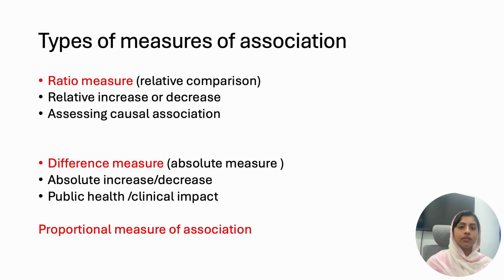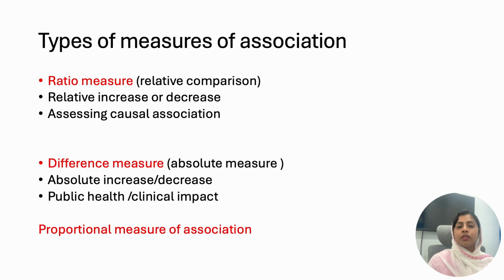So one is the relative comparison, which measures the ratios, and then we have the absolute measure, which measures the difference. The ratio indicates the relative increase or decrease. For example, a two-fold increase, or a three-fold increase. So that assesses a causal association. And then we have the difference measure, which measures the absolute difference. So we can say there was an absolute increase or absolute decrease.